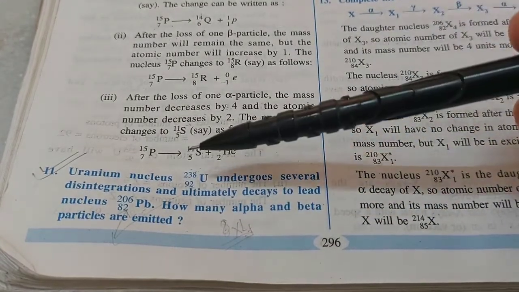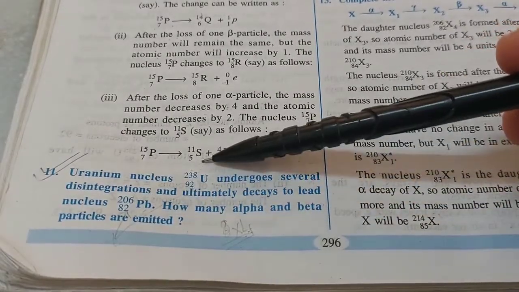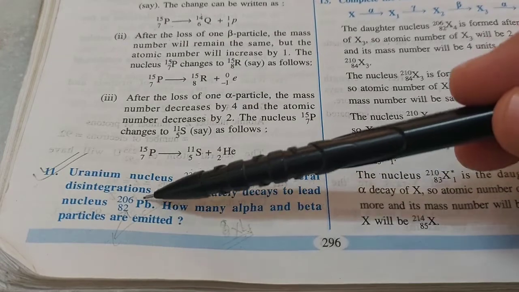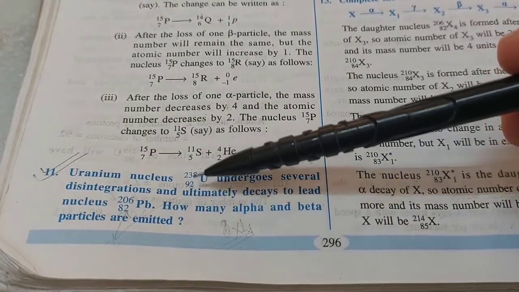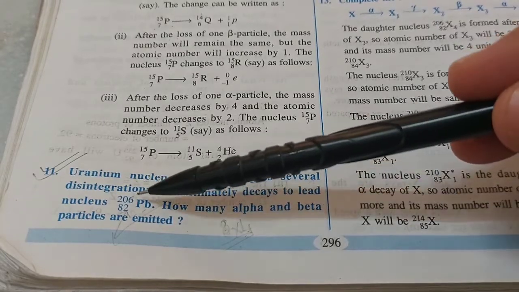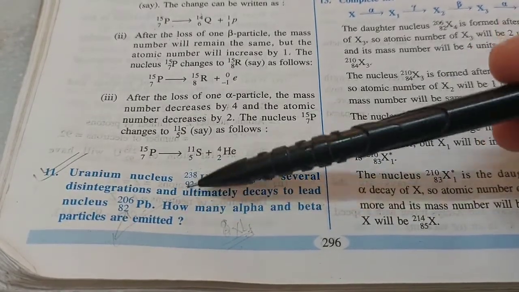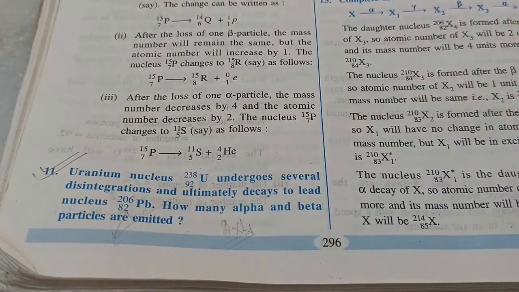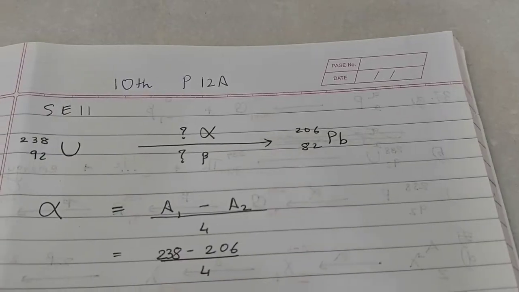Now first we should always look at the atomic mass number or atomic weight. 238 reduces to 206. We know that whenever an alpha particle is released, the atomic mass reduces by 4 and the atomic number reduces by 2 for each alpha particle released. After all, an alpha particle is nothing but a helium nucleus.